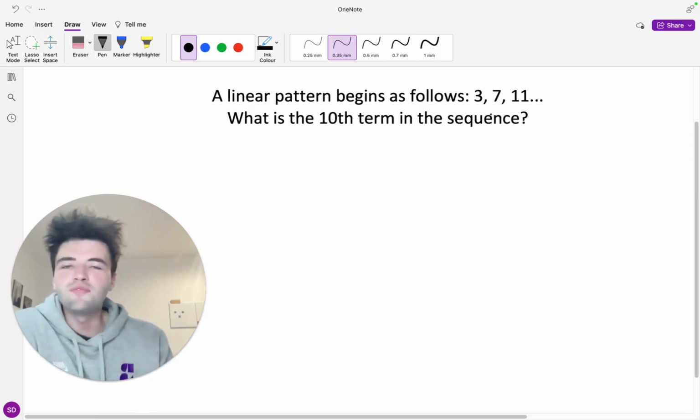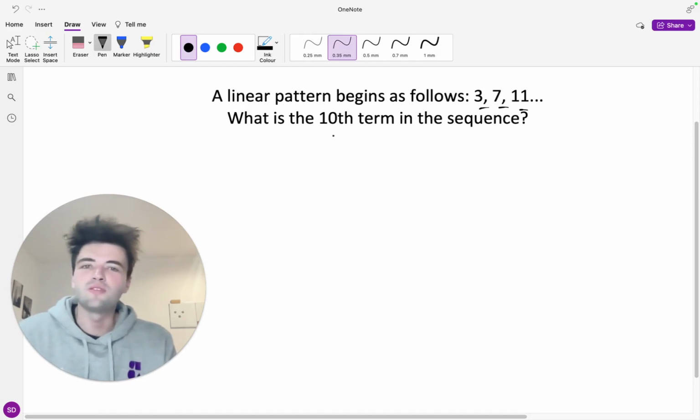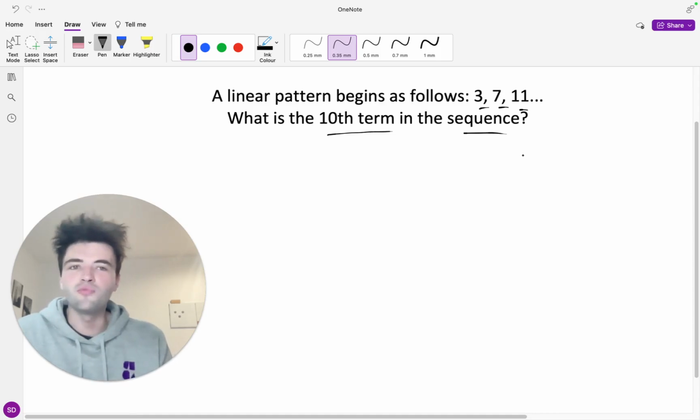Okay, so in this question we're given a linear pattern which begins with the numbers 3, 7 and 11, and we're going to be asked what the 10th term in the sequence is. So basically we're given terms 1, 2 and 3, and we're going to be trying to work forward to find number 10, and there's basically two different ways you can do this.